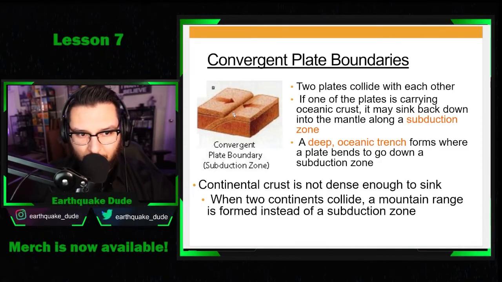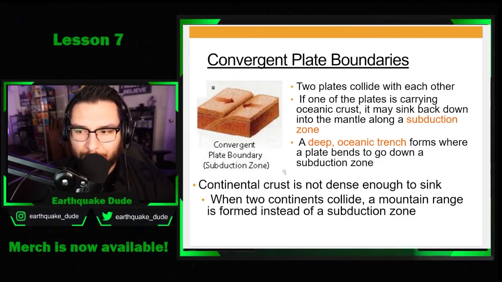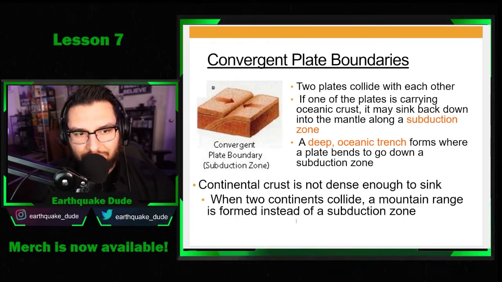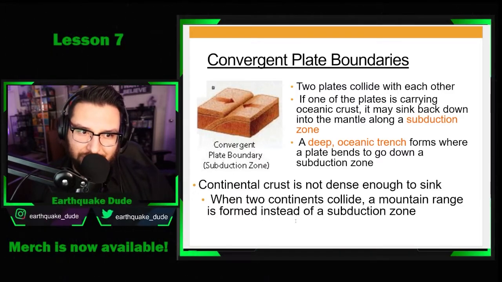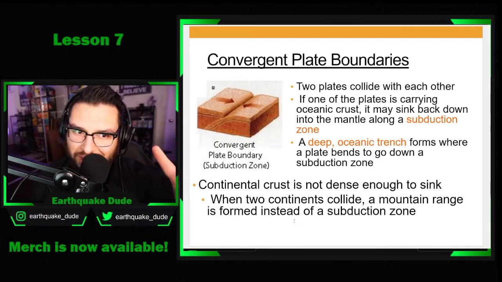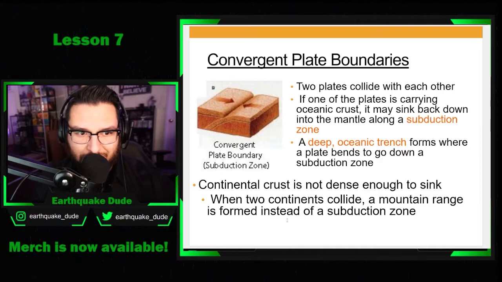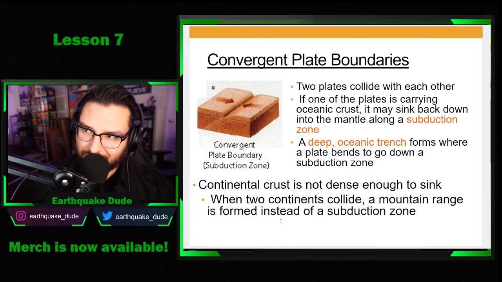But what happens when two continental crusts come together to collide? Which one sinks? Well, continental crust cannot sink. It's just not dense enough. So instead, when two continents collide, a big mountain range is formed instead of a subduction zone. And there's one really famous place in the world that has a continent to continent collision happening. Anybody know? I'll give you 2 seconds. If you said the Himalayan mountains, you are correct. India crashing into Nepal and China, creating the large Himalayan mountains, is a continent to continent convergent plate boundary.